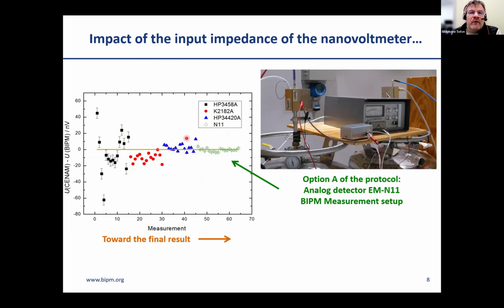on the point where, when we have an agreement of that quality using a digital voltmeter, like it is the case with the HP, there is a second option in the BIPM protocol which allows to go to a detector, a nanovoltmeter, which offers better specification in terms of noise, which is the analog detector EM N11. This is the so-called option A of the protocol, and for this, the two arrays really have to remain on the same step for quite a while, a few seconds, I would say more than 15 to 20 seconds.